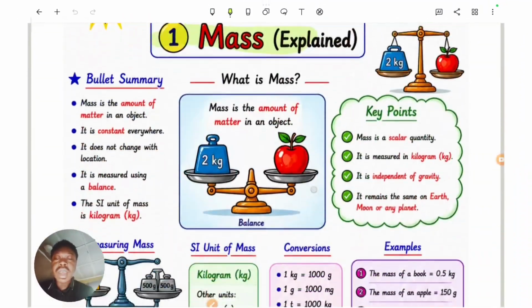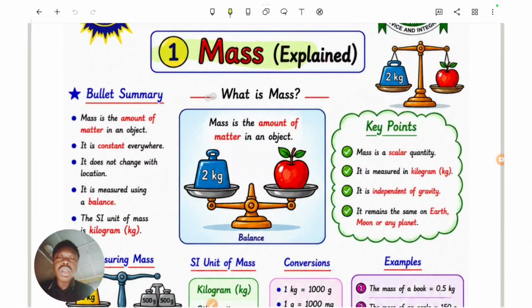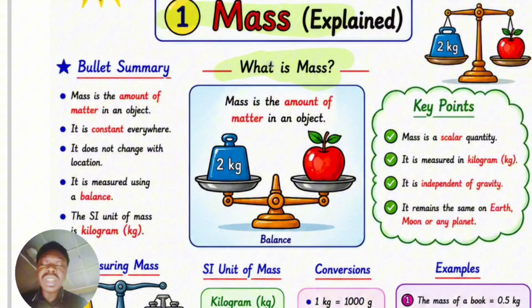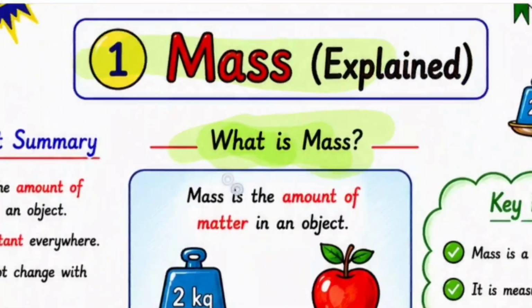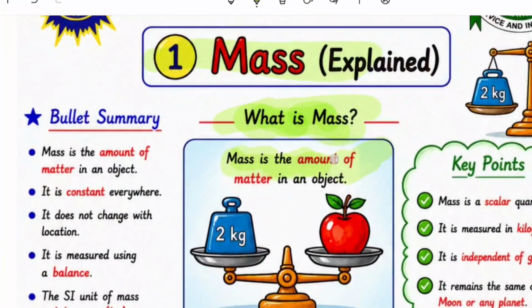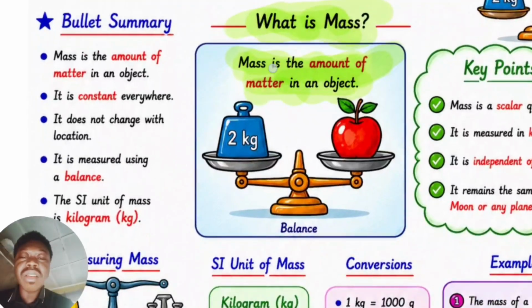So, what is mass? Mass is one of the fundamental quantities we have in physics. We have 7 of them, and mass is one of them. And mass is constrained by both length, breadth, and height. So mass is the amount of substance or the amount of matter in an object. The amount of matter in an object is termed to be mass.